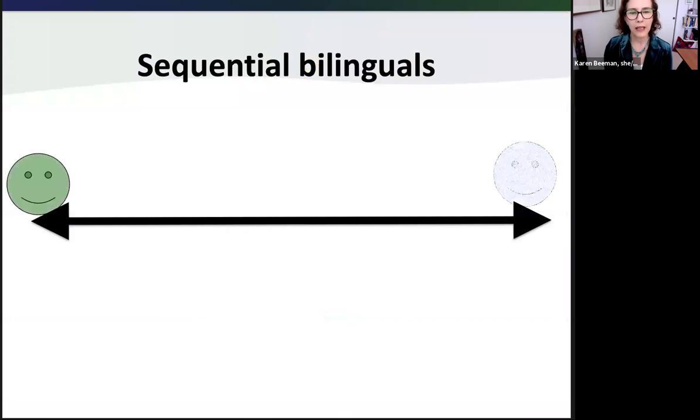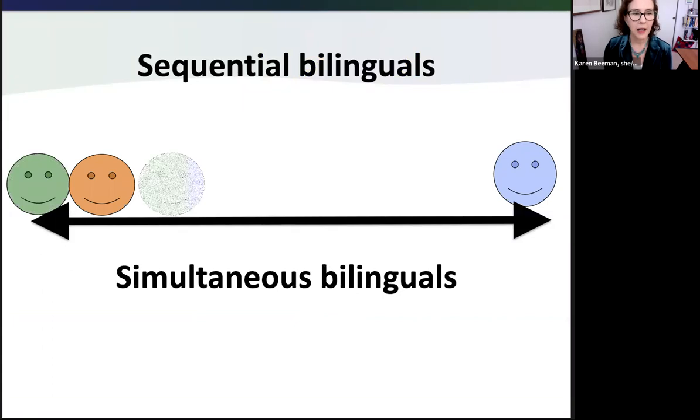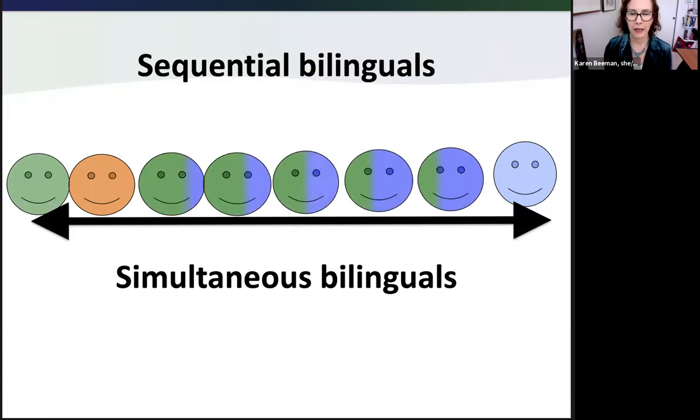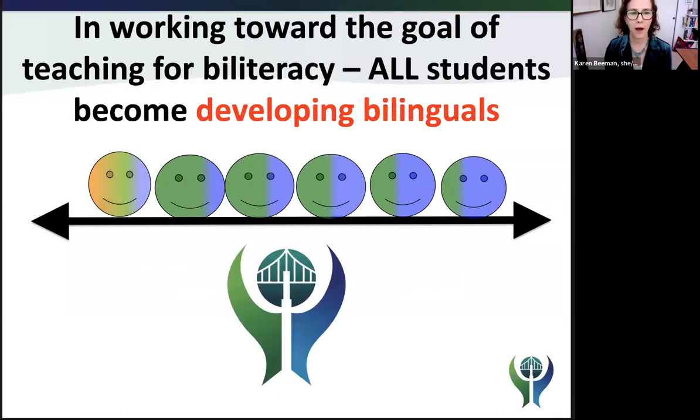Sequential bilinguals will enter as green or blue or orange. And then we'll have simultaneous bilinguals. And while this is how they start in the program, they all become developing bilinguals. And look at this, nobody is only one shade of color. They're all a mixture of colors. And that's really important for our mindset and that we follow that mindset into our work.